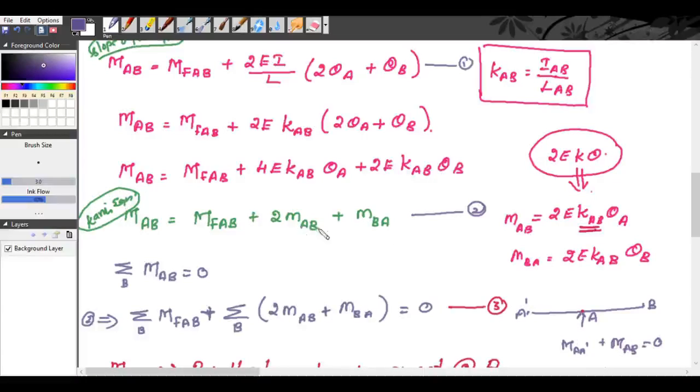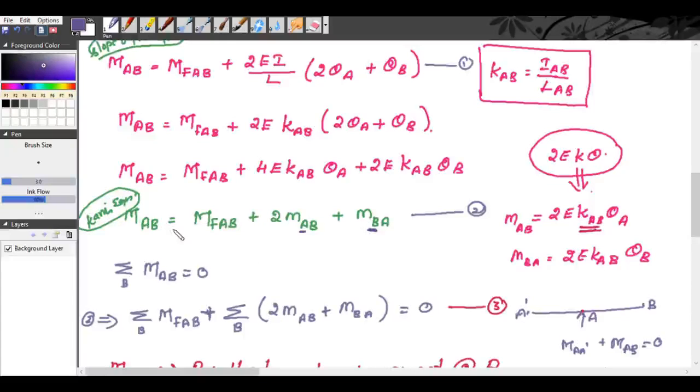Rotational contribution for the span AB. So here the joint is A, right? So the rotational contribution for the span AB at joint A due to the rotation at A, due to theta A. And this is the rotational contribution at A due to the rotation at B. Okay, see, these both are contributing for joint A.